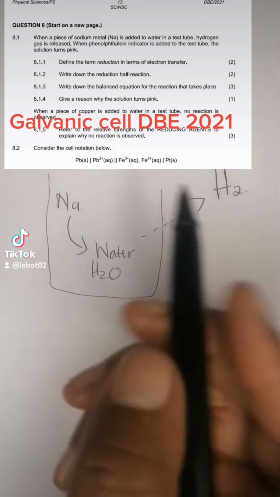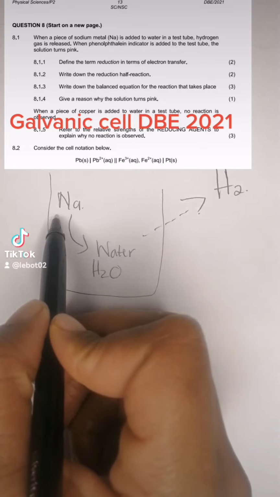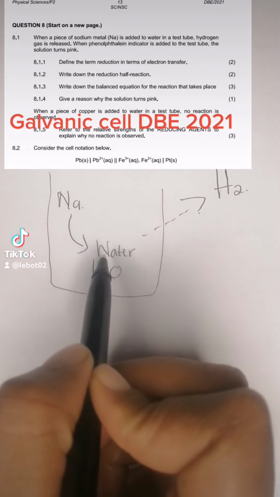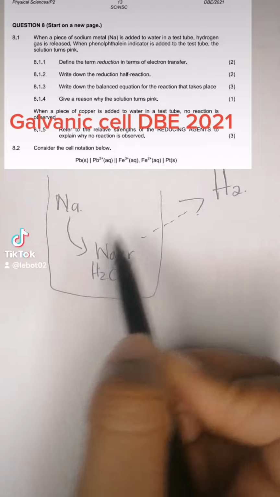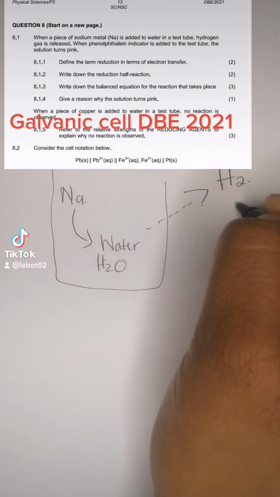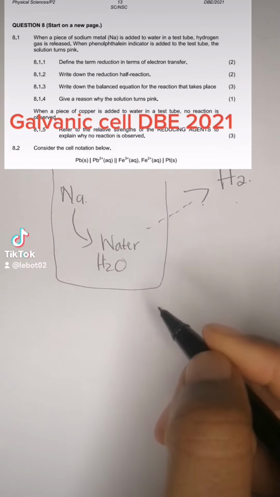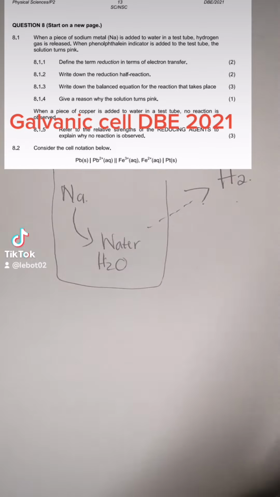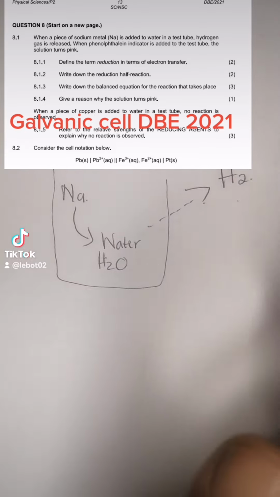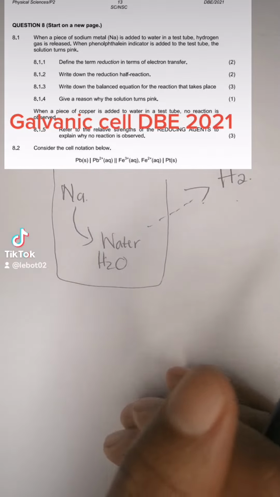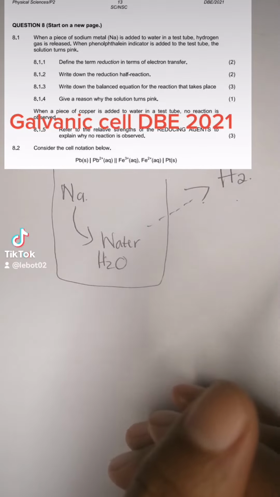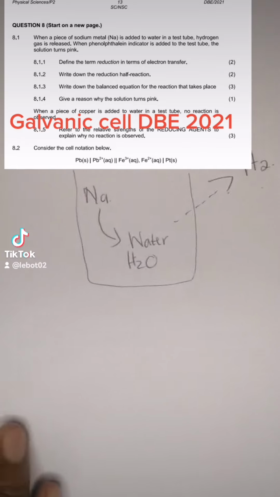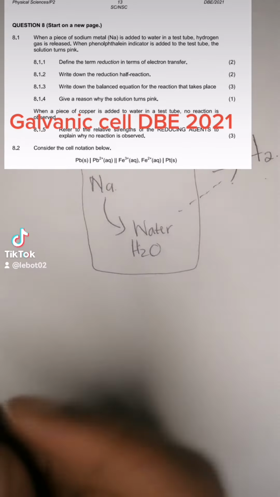Okay. So there is the piece of sodium metal. When it's added to water, what happens? Hydrogen gas is released. Okay, then it says there, 8.1.1, define the term reduction in terms of electron transfer. You'll do that one. 8.1.2, it says you must write down the reduction half reaction. So how do you know what to do?